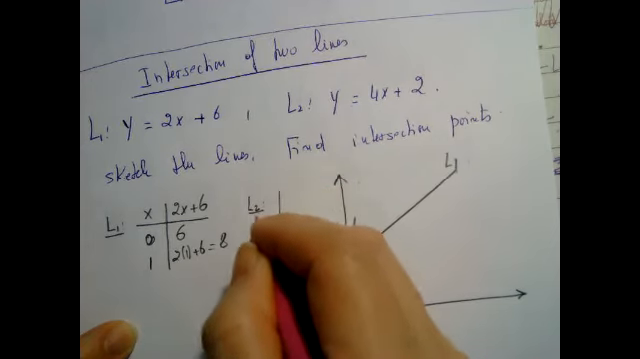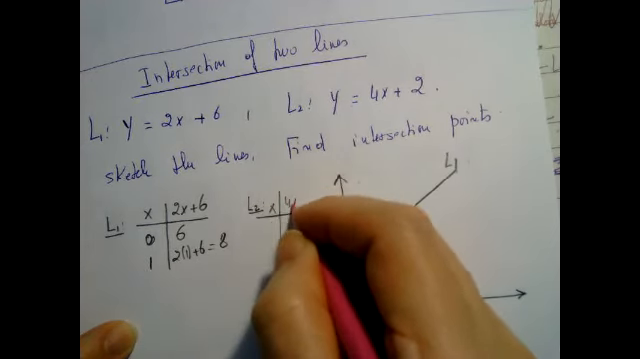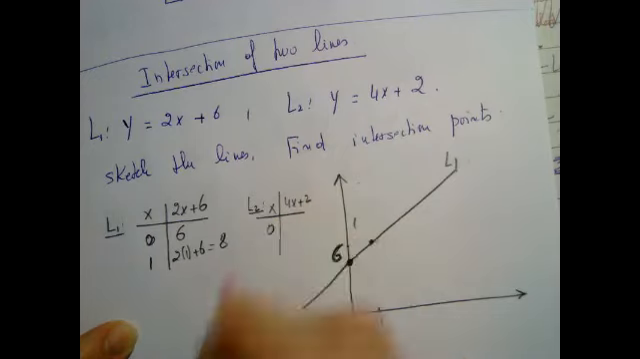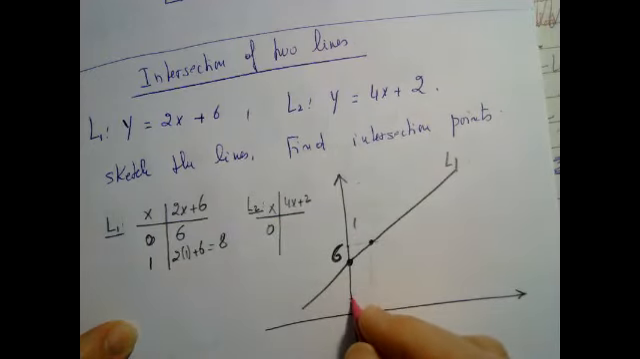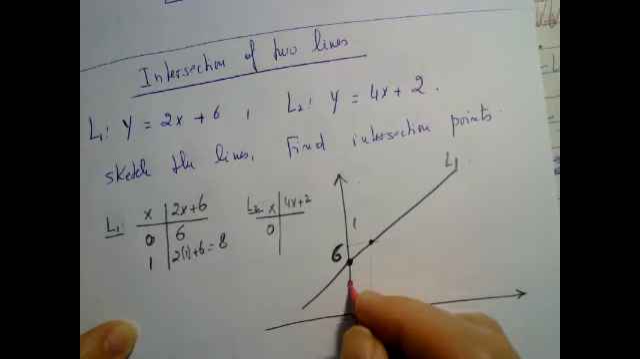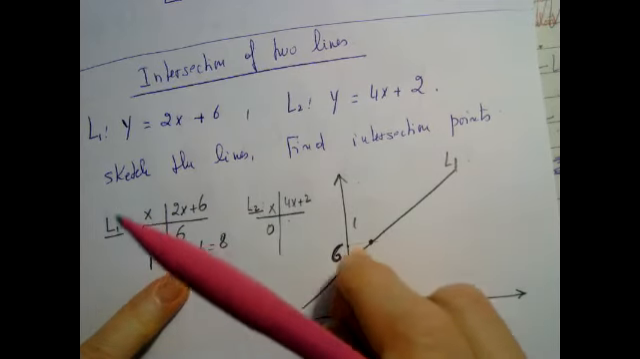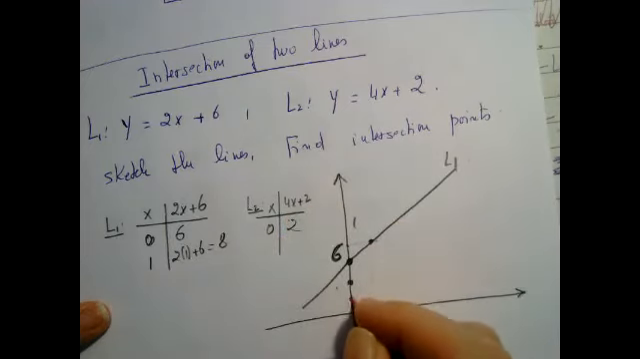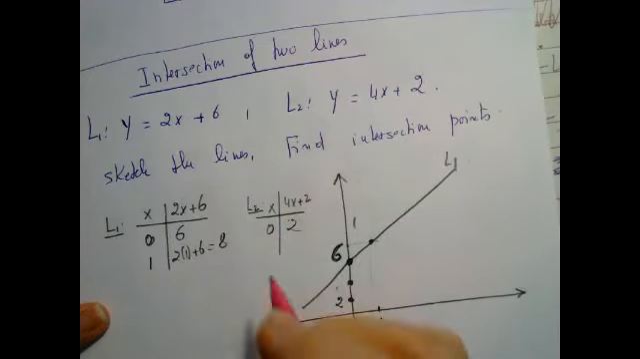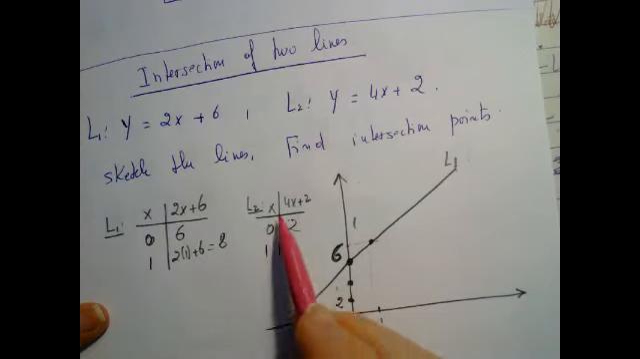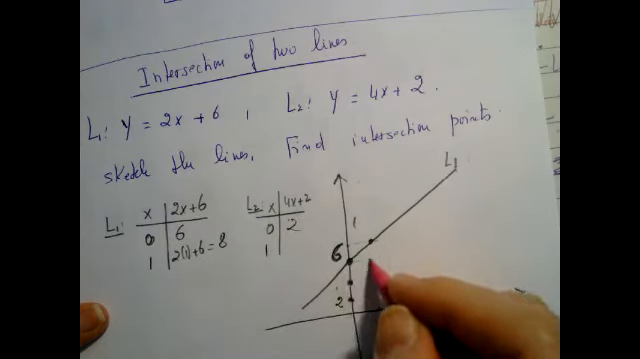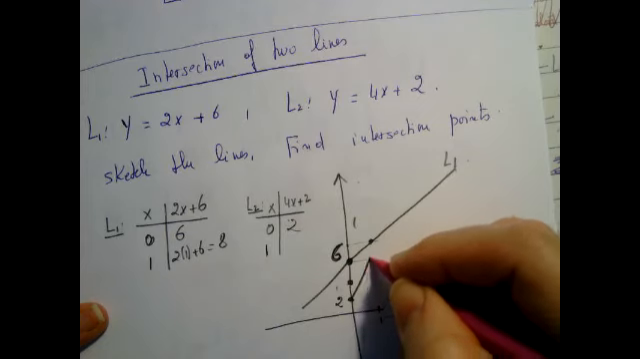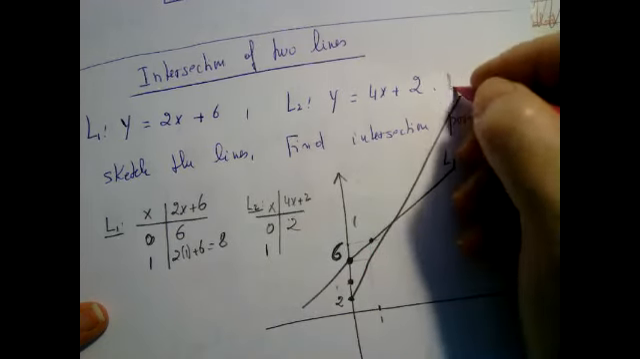L2 is x for x plus 2. Again, if x is 0, this one is at 4. So it's 2, 4. That's my 4 down here. Sorry, that's nonsense. If x is 0, I am at 2. My apologies. So I am down here. This is my 2. If x is 1, I am at 6, which is right here. So that's my second line. That's my L2.